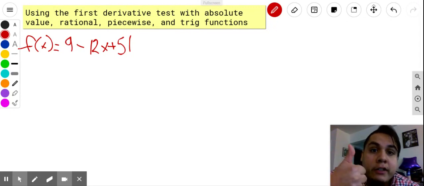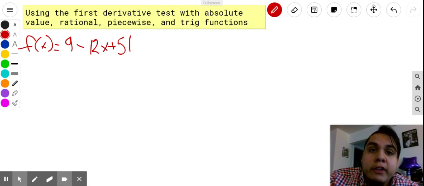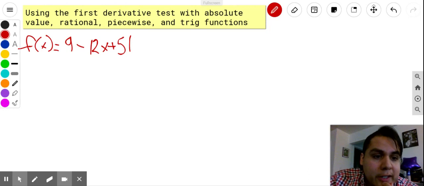I'm going to focus on just absolute value for this video, and I'll post videos for each of the other three later, okay? So in order for me to use the first derivative test, I need to find the critical numbers. But I can only find critical numbers on a function that is continuous. It doesn't have to be differentiable, it just has to be continuous.